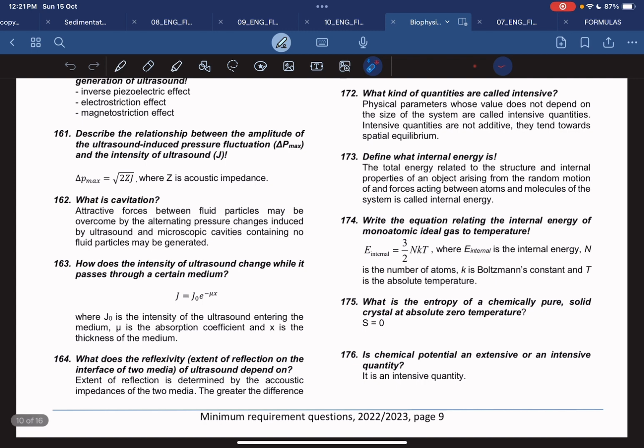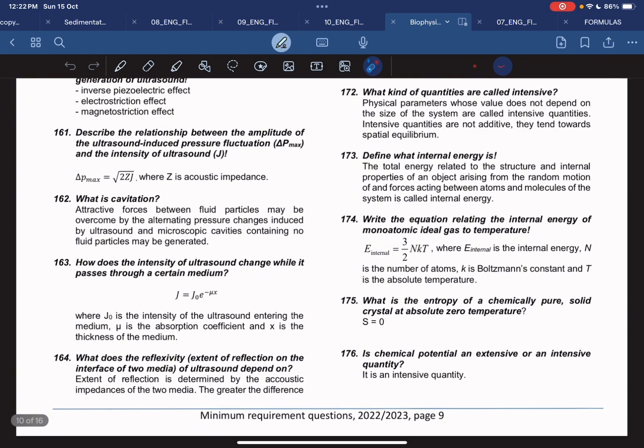How does the intensity of an ultrasound change while it passes through a certain medium? This we learned. This is the formula. Okay, basically they're just asking for the formula. You give the formula and you tell what all this stuff is. This is the intensity after passing through the medium. This is the initial intensity. This is the absorption coefficient. This is the thickness of the medium.